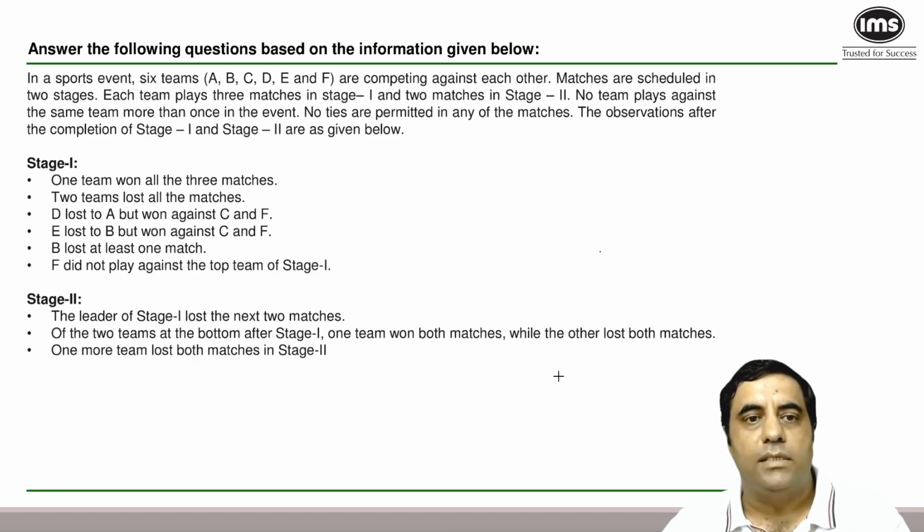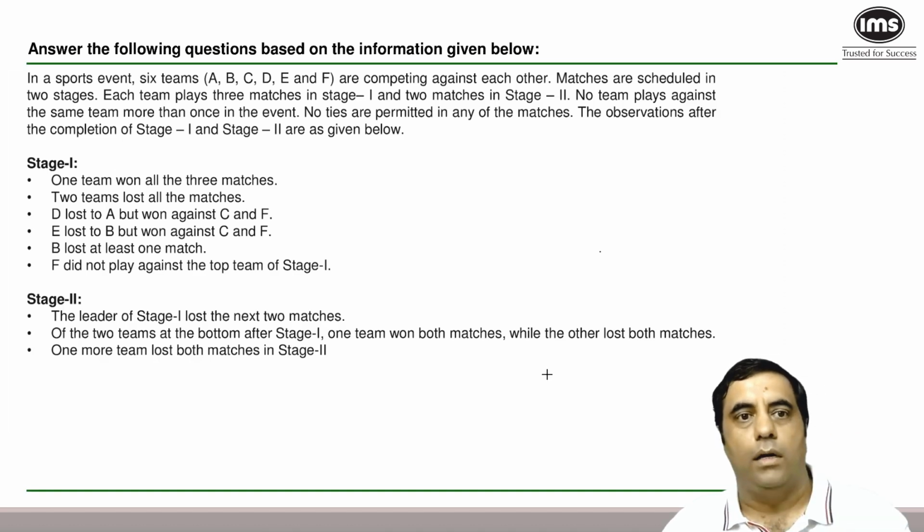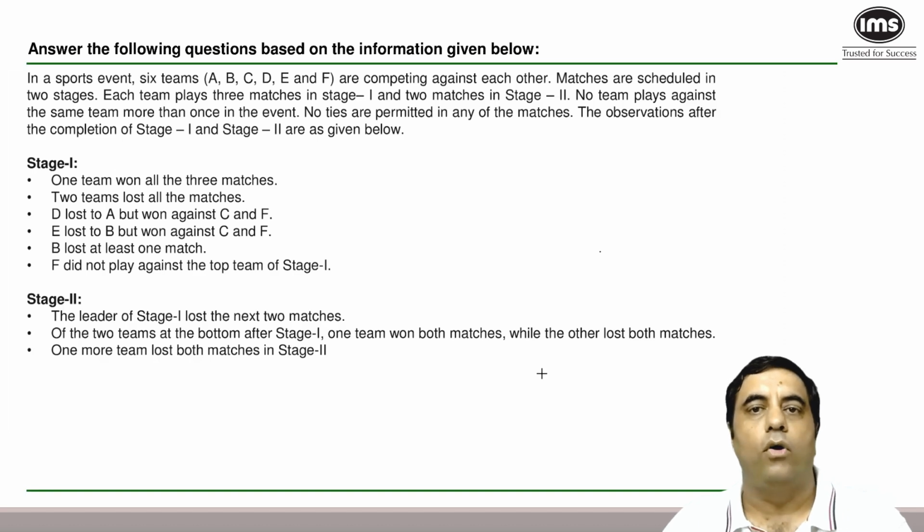Stage 1 says one team won all the 3 matches, 2 teams lost all the matches. D lost to A but won against C and F. E lost to B but won against C and F. B lost at least 1 match. F did not play against the top team of stage 1. So this is the data given for stage 1, followed by stage 2 information.